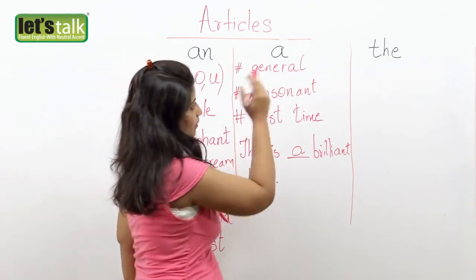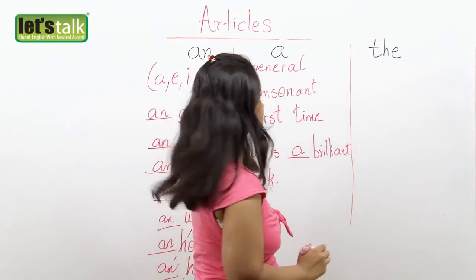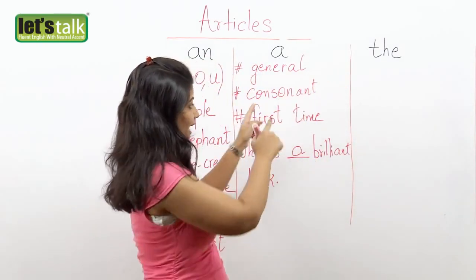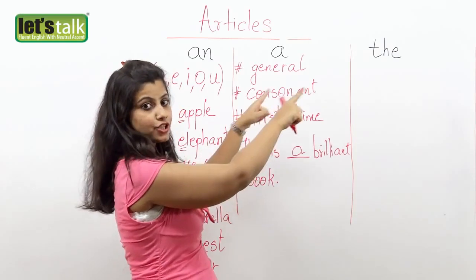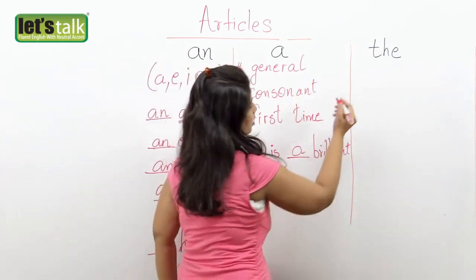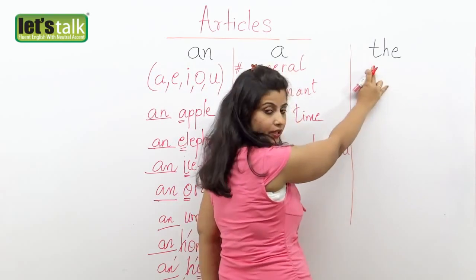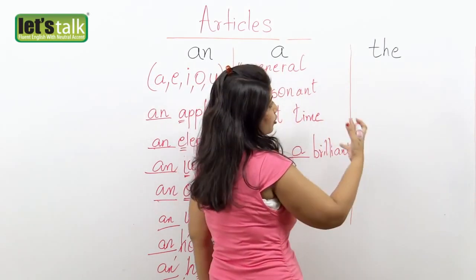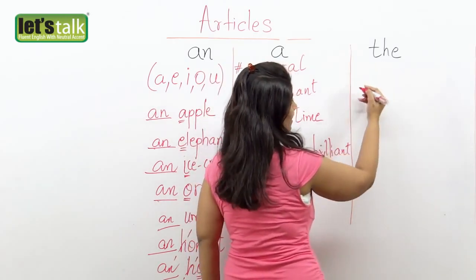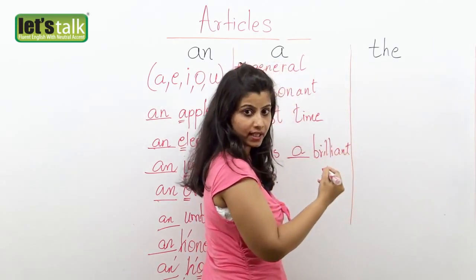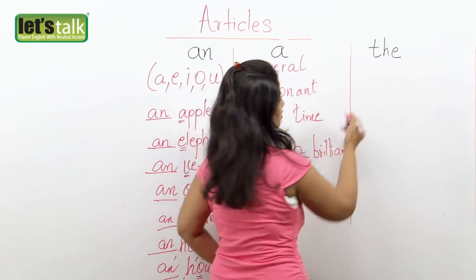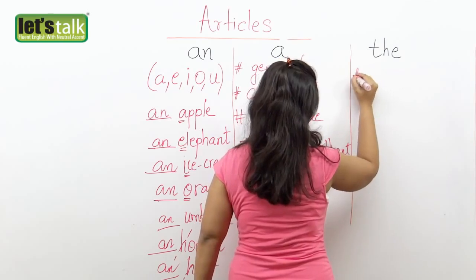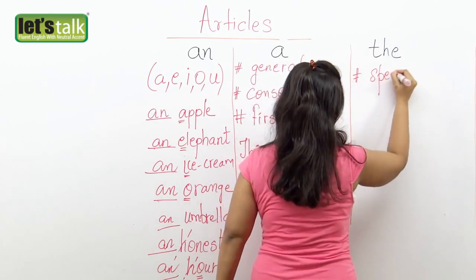Okay. Now let's come to the article the. When you come to the article the, you can actually relate a to the. I'll tell you how. If you want to place an article the in your sentence, you got to remember that you will write the when you are talking about something in specific. Okay, I will just put down the points for you first. It's specific.